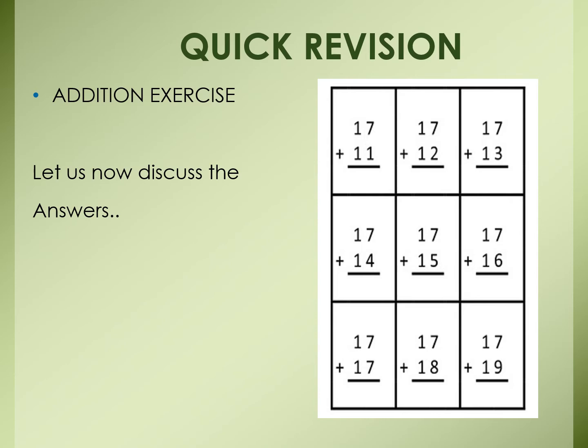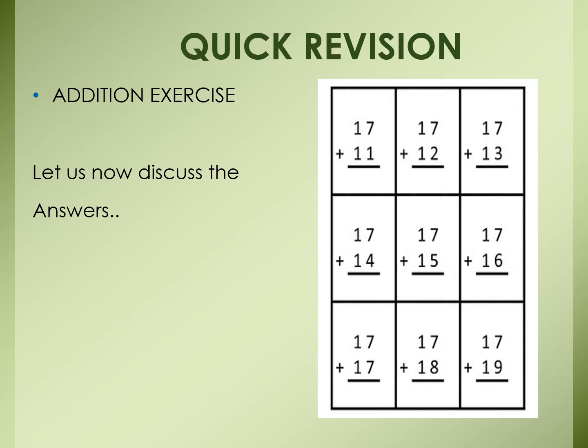Students, we will first add the ones side, which is 7 and 1. When we add 7 and 1, we will get 8. And when we add the tens side, that is 1 plus 1, we will get 2. So the answer comes as 28. I hope you are cross-checking the answers with me.